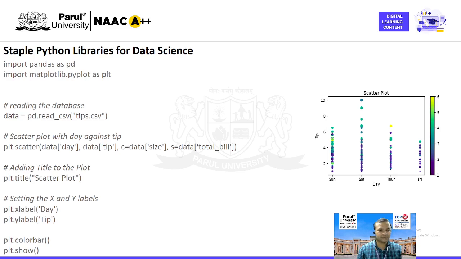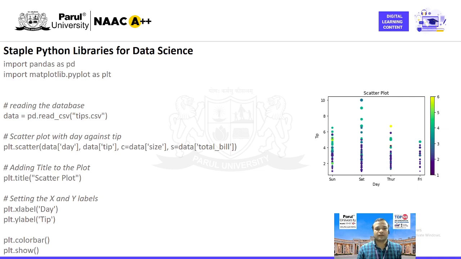As discussed in the previous example, just add here only two parameters, C and S. So C is equal to data size, as representing the total bill of your data. The rest is the same: adding title, then setting the x and y label, then plt.colorbar and plt.show. So you can see here there is the scatter plot with color.